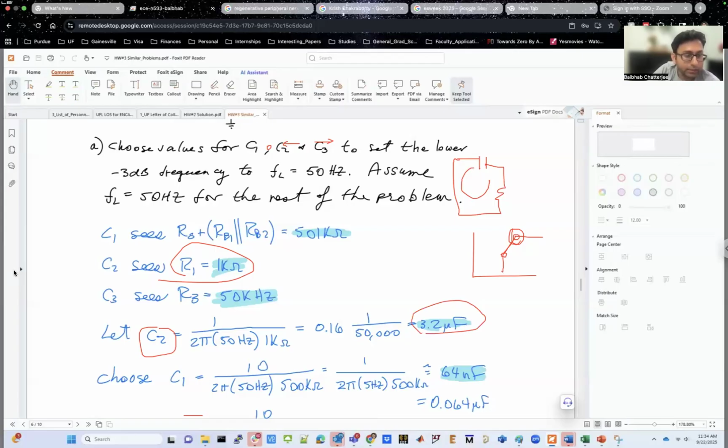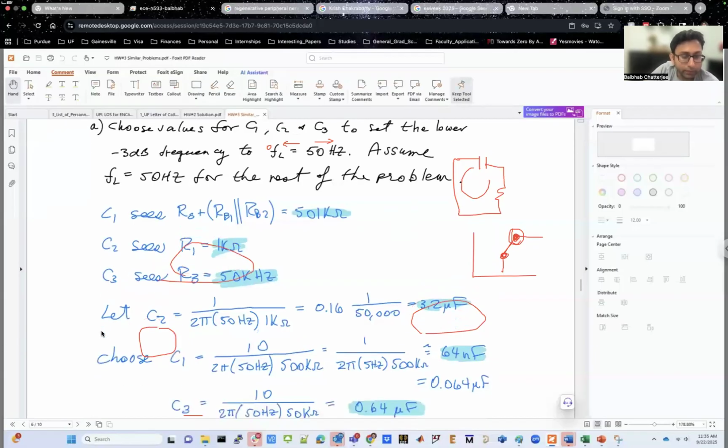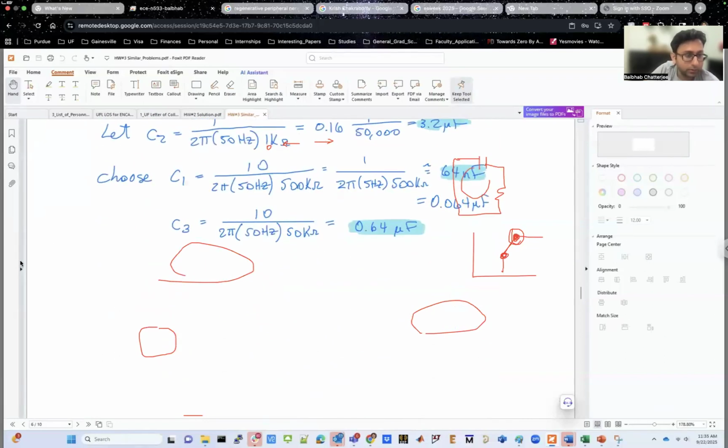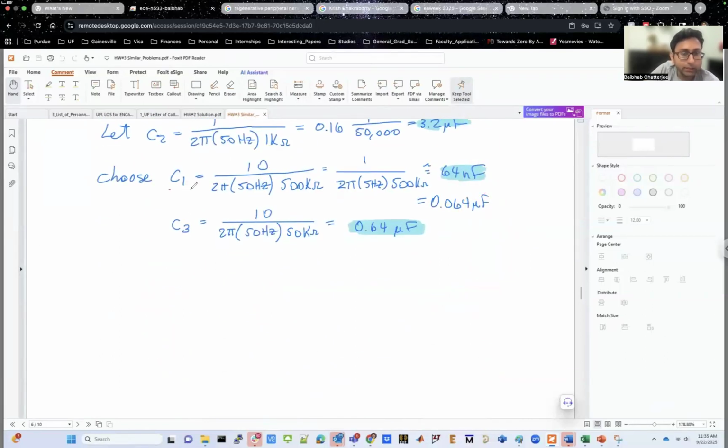Now for C1 and C3, you want to choose the pole in a way that the pole is at least 10 times away from the dominant pole over here. This is sometimes called the dominant pole. So you want to have the other two poles at least 10 times away so that their effect is not that much. You choose your C1 and C3 in a way that the frequency is 10 times away. So this is actually at 5 hertz, since 50 hertz divided by 10 is 5 hertz.